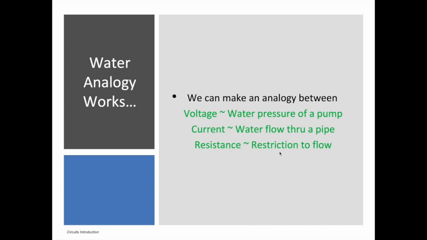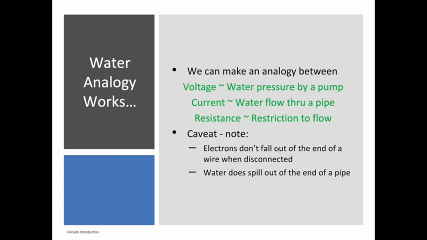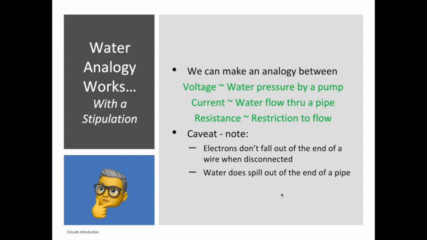Now that water analogy works, but there's a caveat. Notice that electrons don't fall out of the end of a wire when we disconnect the wire, at least not an appreciable number compared to the total number that are inside the wire. Now you take a pipe out of a plumbing system, drop it on the floor, and water's going to spill all over the place. This is a difference in the way the two types of systems behave. So we have a stipulation.